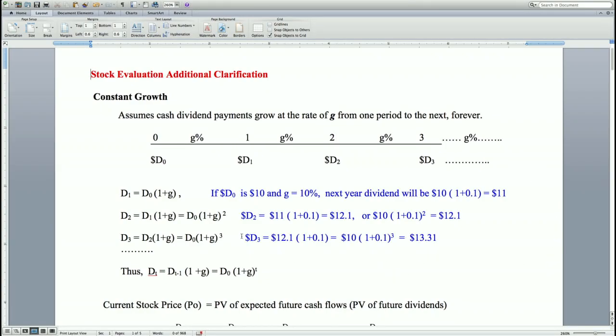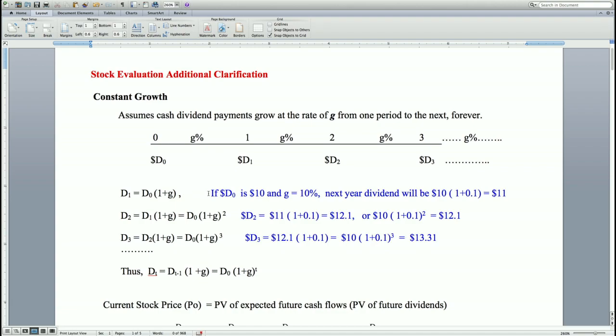Okay, this is the week 7 stock evaluation additional clarification file. We talked about the constant growth model. From year 0 to 1, 1 to 2, 2 to 3, it's growing G% from one period to the next, on and on. So what this means is D1, that's year 1 dividends, is from D0, the current dividend, plus G% more.